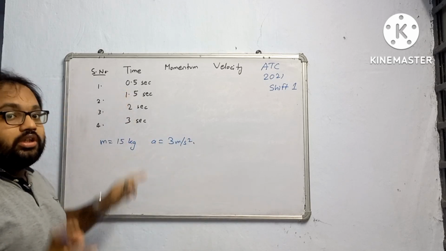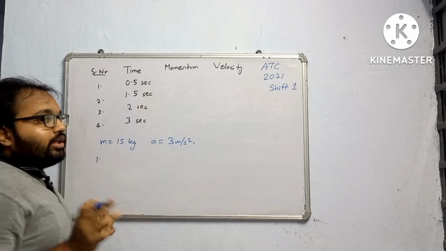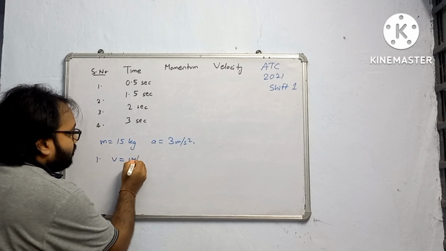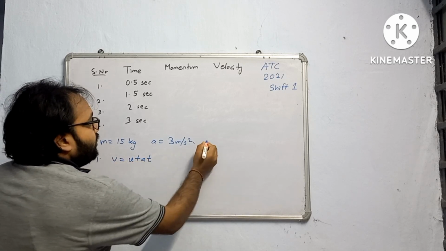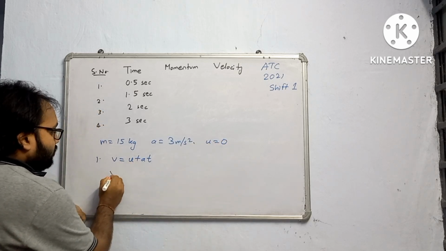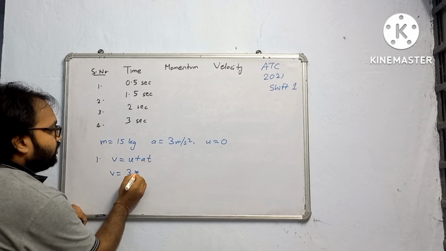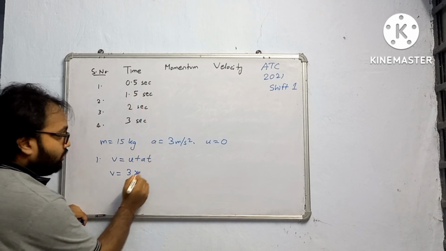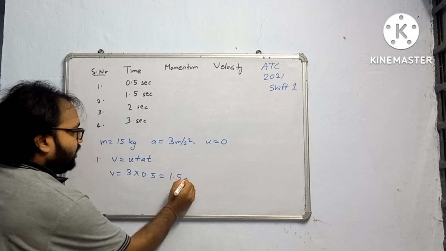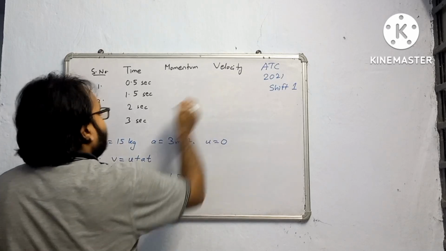Let us calculate for the first one, serial number 1, time 0.5 second. If an object starts from rest, what is V? V is equal to U plus AT, and U here has been given 0. So this will become V is equal to A into T. What is A? 3 into time for the first one, 0.5. This will become 1.5 meter per second. This will be your answer, 1.5 meter per second.